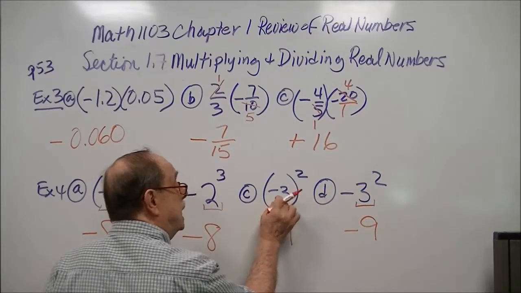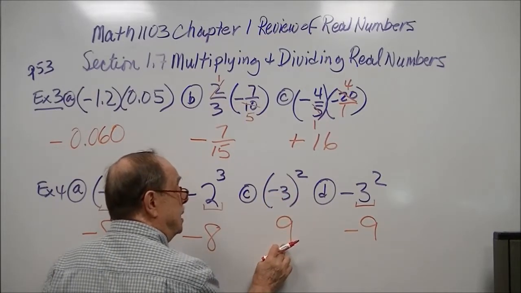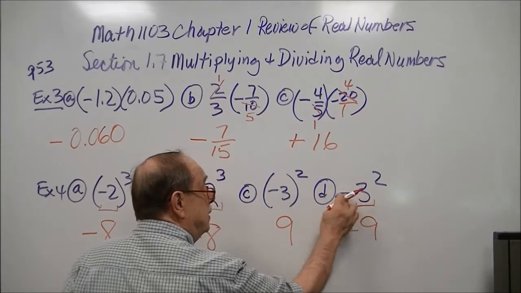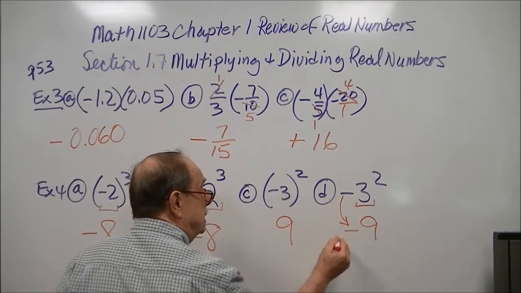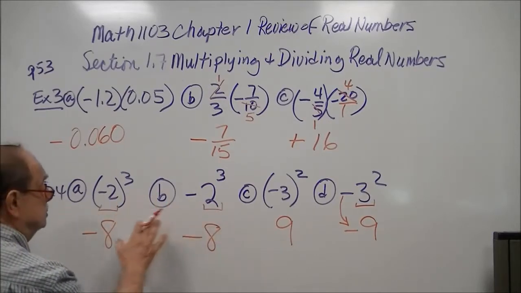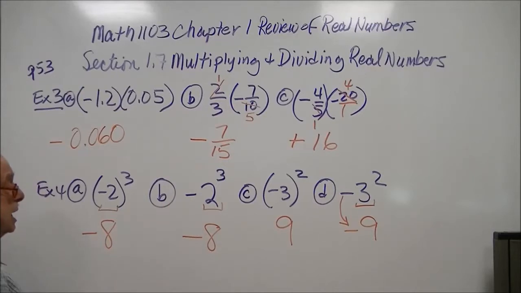So we're going to square the 3 first, then apply the negative. Here, we're squaring a negative 3. So negative 3 times negative 3 gave you your positive 9. Here we squared a positive 3, got a 9, then applied the negative sign. So here it shows you that it doesn't always come out the same. And you have to be careful of that. That's a critical point, and often where students will make an error.